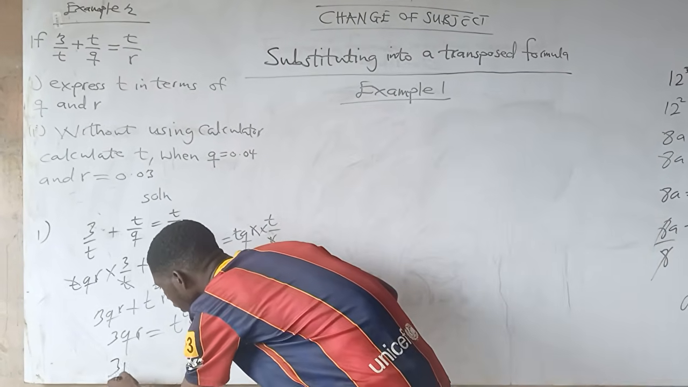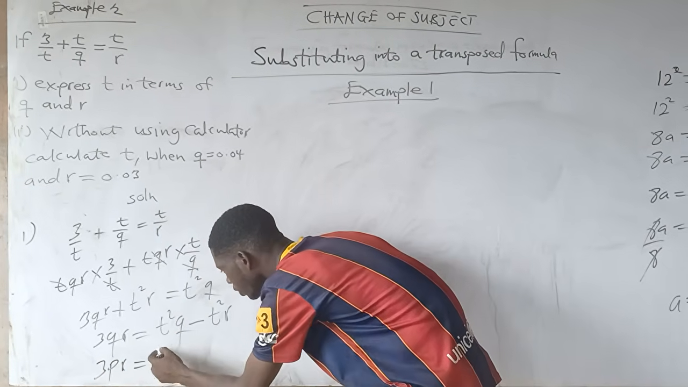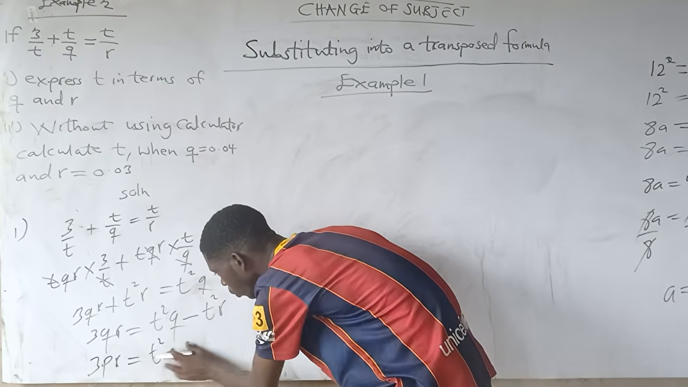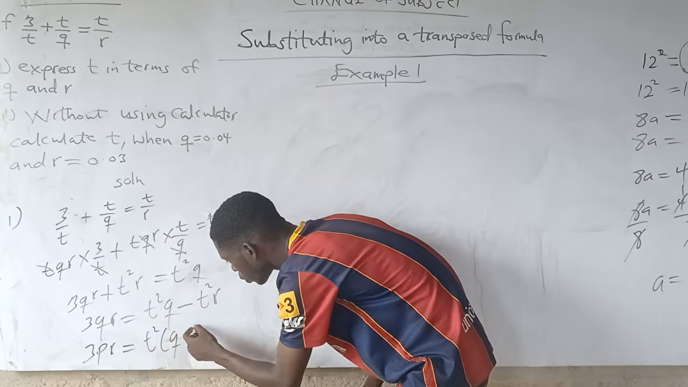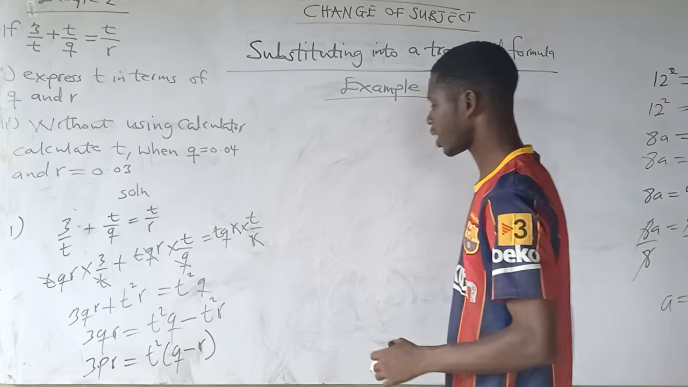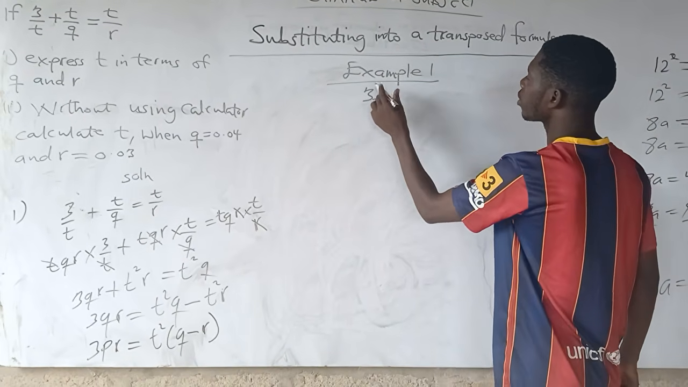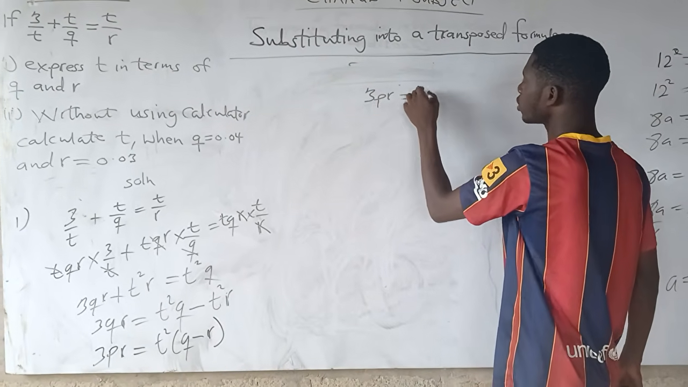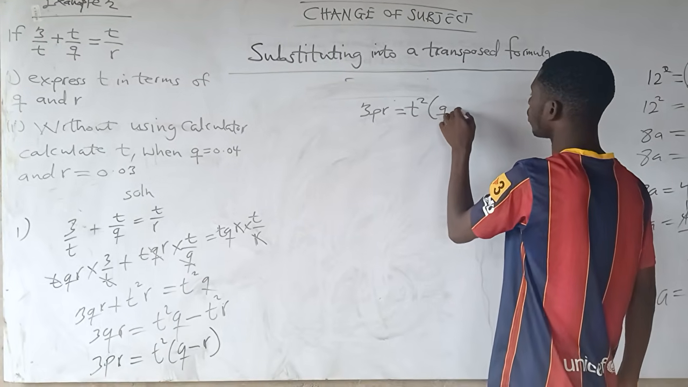Now we have 3p r is equal to, we are factorizing, so t square will come out. When t square comes out here, it will be left with q, and here too, when t square comes out, it will be left with r. So we have 3p r is equal to t square over q minus r.